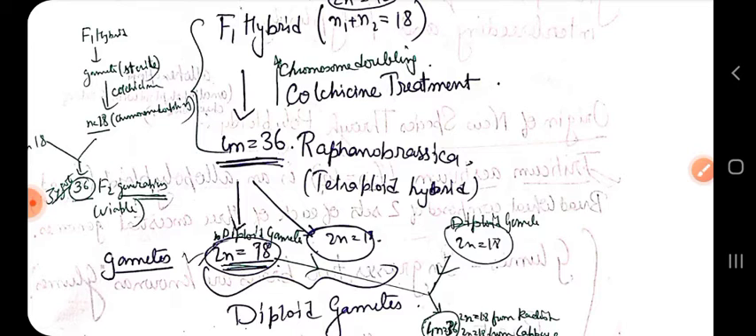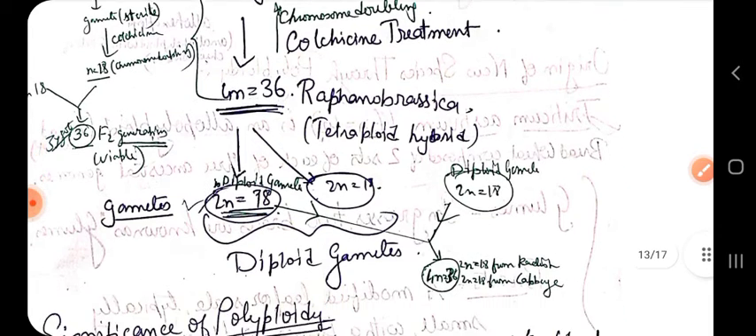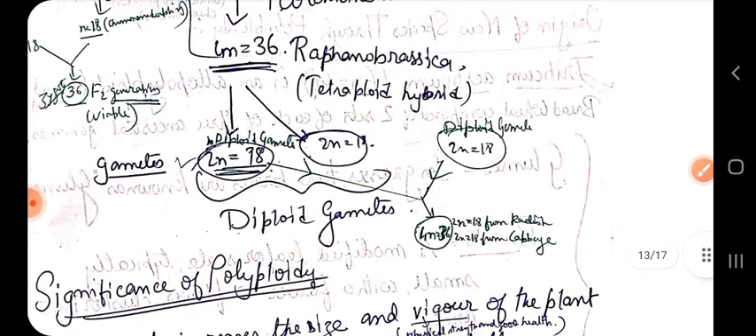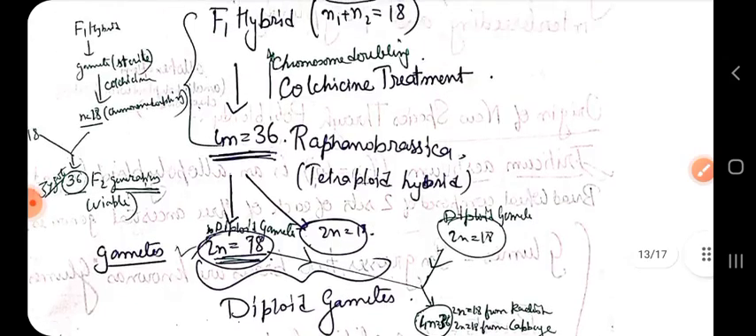But unfortunately, what Karpechenko wanted was a plant species that would have the leaves of cabbage and the root of a radish. But unfortunately for Karpechenko, his allotetraploid had the roots of a cabbage and the leaves of a radish. So this is that thing. I think you have understood.